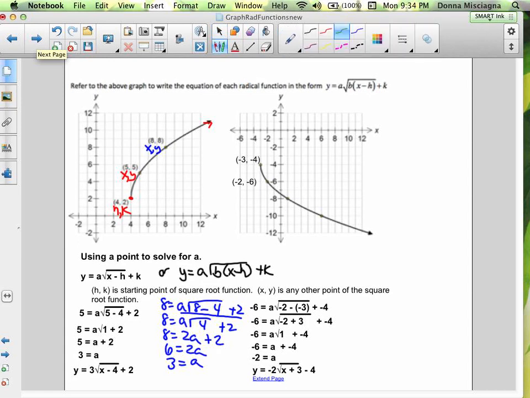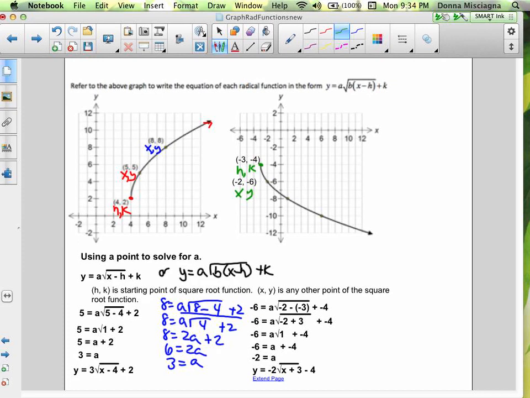All right, so let's look at the second one. Here's our starting point right there. That would be our hk. And the xy that was used was negative 2, negative 6. So we have negative 6 equals a times, we plug in negative 2 for x, negative 2 minus a negative 3, because it's minus h. If h is negative, then we have minus a negative, and then plus negative 4, because k is negative. So we simplify that. Negative 6 is equal to a times the square root of negative 2 plus 3. Negative 2 plus 3 is 1, and the square root of 1 is 1. So we have negative 6 equals a plus negative 4. Add 4 to both sides, and a is equal to negative 2.